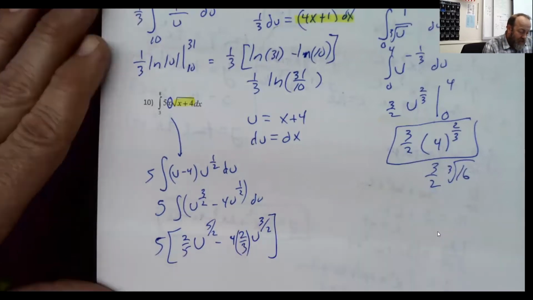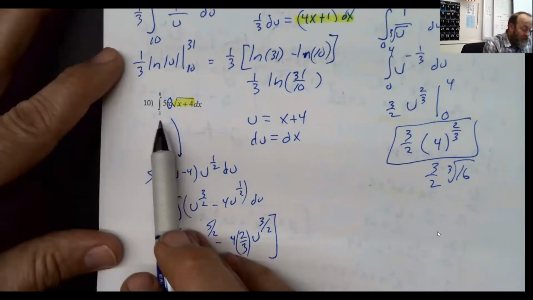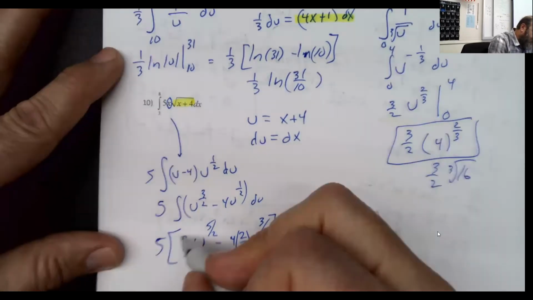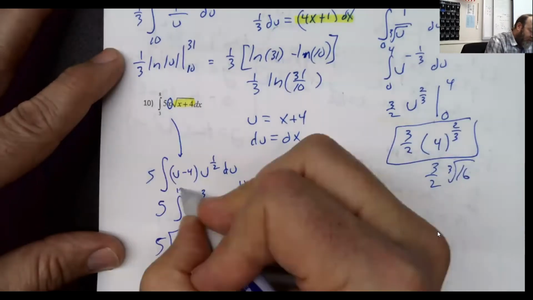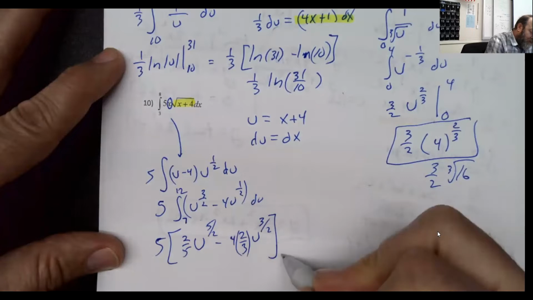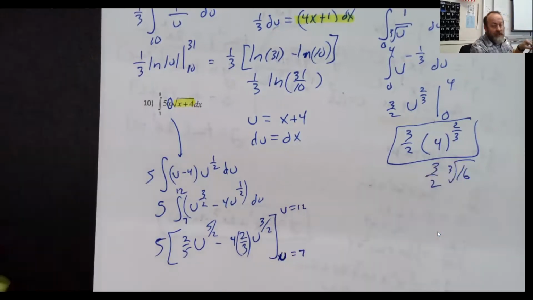And we haven't dealt with that, but if x was 3 formally, then u would be 7. And if x was 8, then u would be 12. So we're going to evaluate that from u equals 7 to u equals 12. And I do not believe that that is a particularly kind answer.